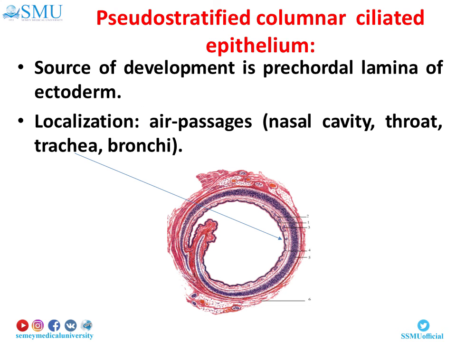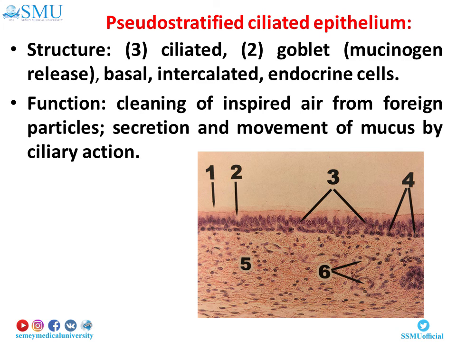Pseudostratified ciliated epithelium. Source of development is precordal lamina of ectoderm. Localization, air passages, nasal cavity, throat, trachea, bronchi. Structure, ciliated, goblet, basal, intercalated, endocrine cells. Function, cleaning of inspired air from foreign particles, secretion and movement of mucus by ciliary action.